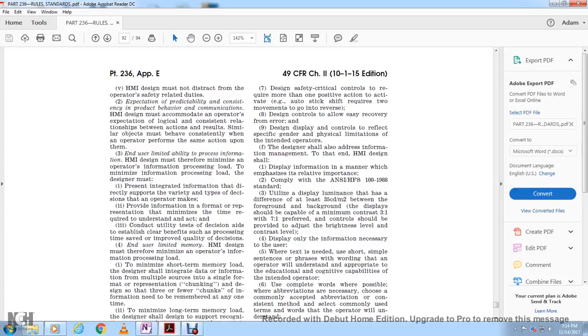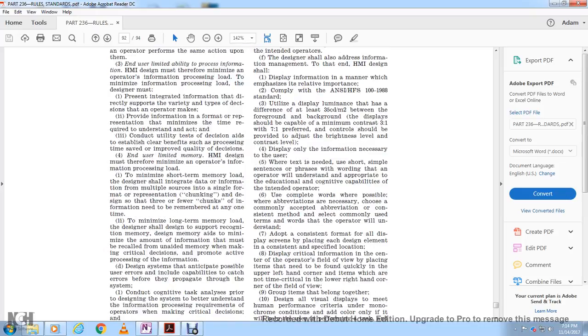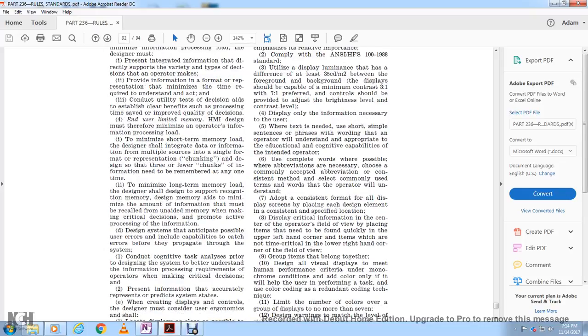Display only the information necessary to the user, the information that is needed for the user. Use short, simple sentences and phrases with wording the operator can understand, within the educational and cognitive capability of the intended operator. Use complete words where possible. Where abbreviations are necessary, choose the commonly accepted abbreviation with a consistent method of selecting commonly used terms that the operator will understand. Use any consistent format across display screens, placing each design element consistent with the specified location.